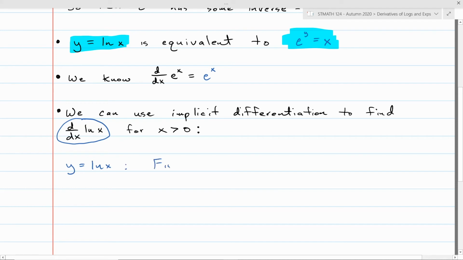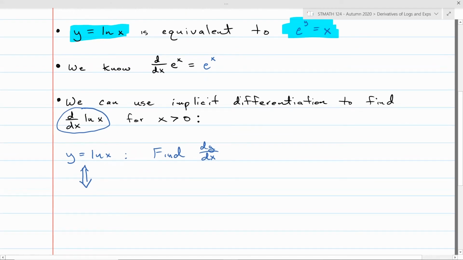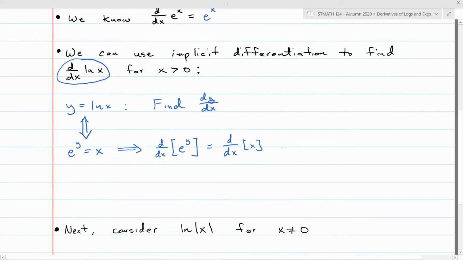what we're really wanting to do is find dy dx, right? But this equation, y equals natural log of x, as we see in blue up there, is the same as the equation e to the y equals x. And then from there, I can take the derivative with respect to x of both sides. The reason I want to differentiate this equation instead of the original one is because I know what the derivative of e to the y is already. Now on the left-hand side of that equation, the derivative of e to the y is e to the y, but remember, y isn't just a variable here, y is a whole function.